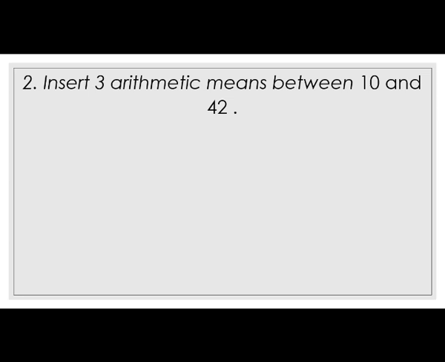Okay, now let's go to problem number 2. Problem number 2, we're going to insert 3 arithmetic means between 10 and 42. So again, the first thing that we have to do is to illustrate this in the form of a sequence. So between 10 and 42, so 10 ang una. And then since we're going to insert 3 arithmetic means, tulo ni siya ka blanko dere. 1, 2, 3. And our last term should be 42.